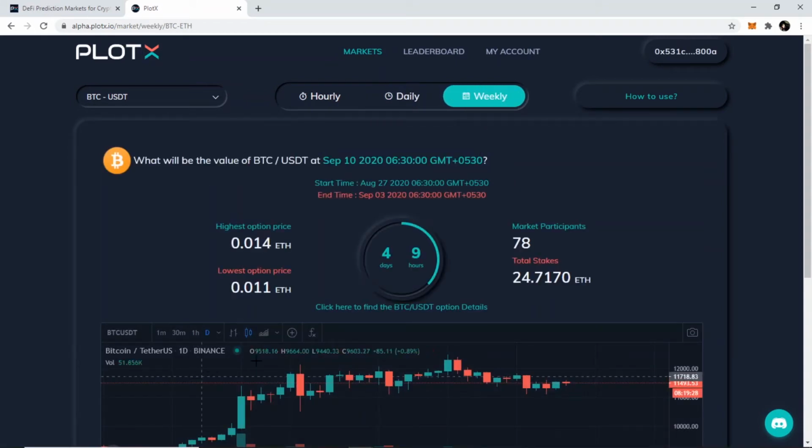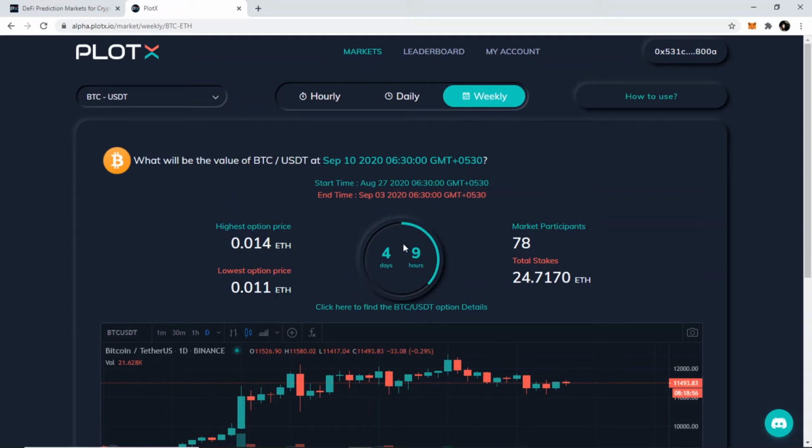Now, below all of this, what you are seeing here is the key market statistics, that is the number of participants in the market. That means in the weekly market that I'm seeing right now, 78 people have staked some amount of Ether in one option or the other. Below that, we have the total number of stakes, that is the sum of all the Ether staked by 78 people. That comes out to 24.7170 ETH. The highest option price in this market is 0.014 ETH, and the lowest option price in this market is 0.011 ETH.